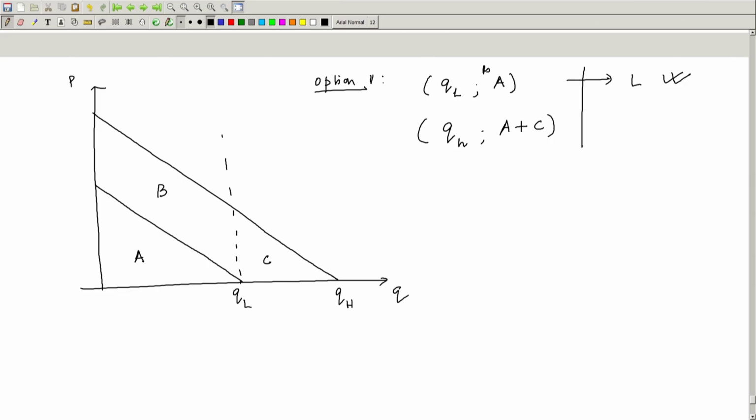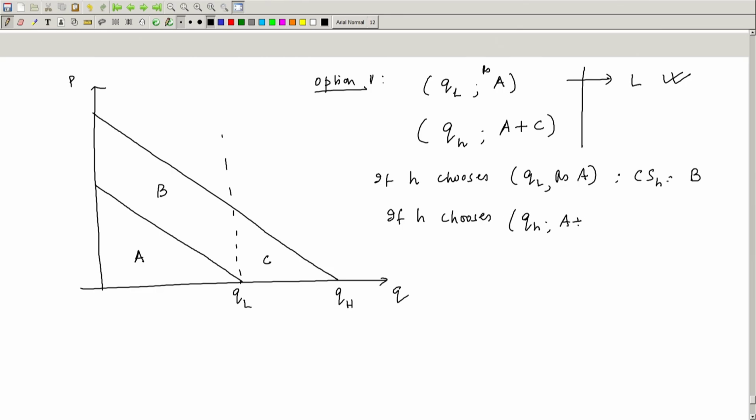Let us check for the H type. If H chooses the contract which gives a quality of QL and paying A rupees, then what is going to be his consumer surplus? His consumer surplus is going to be B plus A minus A, which is equal to B. His willingness to pay would have been this trapezoidal area, minus what he would pay, that would leave him with B.